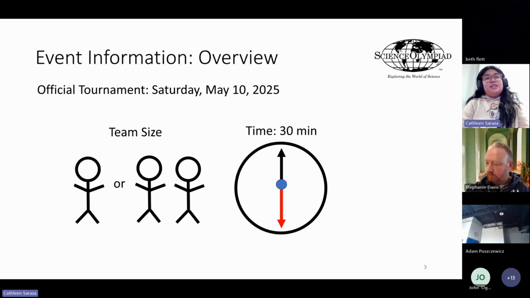And an overview of this event: the official tournament is Saturday, May 10th, 2025, team sizes are 1 or 2 students per team, and this event lasts 30 minutes.